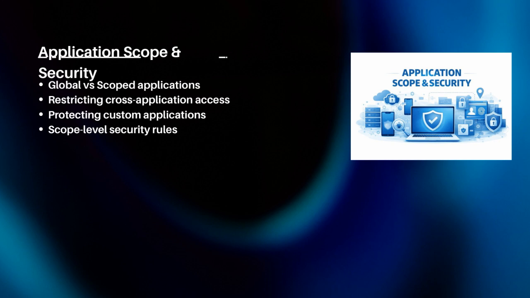Protecting custom applications is also a key point. Custom apps often handle sensitive data, so implementing robust security measures is essential to keep that data safe from breaches or misuse. Finally, scope-level security rules allow us to define precise access controls. These rules specify who can do what within a particular scope, giving us granular control over permissions and enhancing overall security. All these concepts tie back to our goal of creating a secure, well-managed platform environment, making sure each application and user interacts only within their authorized boundaries.